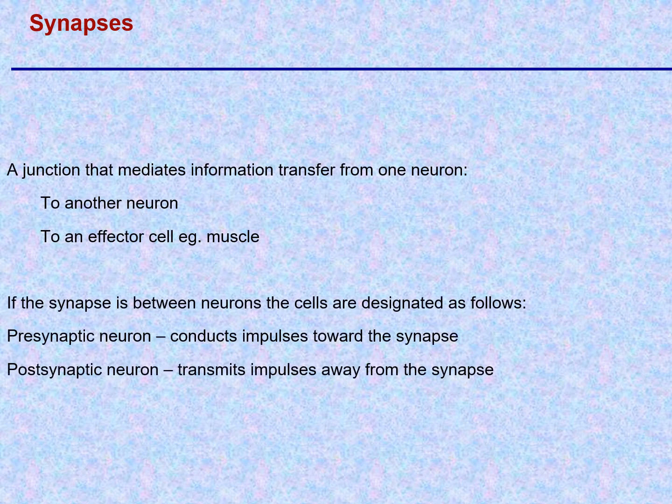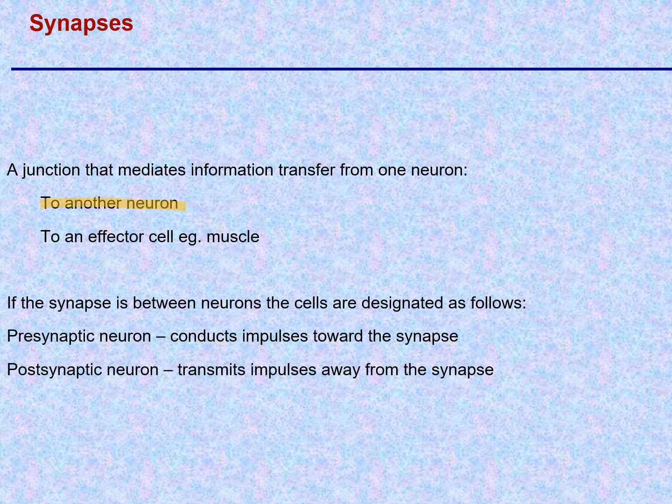Now, once the impulse reaches the end of an axon, it will either meet another neuron, or it will have a connection to an effector cell or effector tissue like muscle. We're going to restrict ourselves here to what happens at the junction between a nerve cell or neuron axon and another neuron. So we're going to restrict ourselves to talking about this example here.